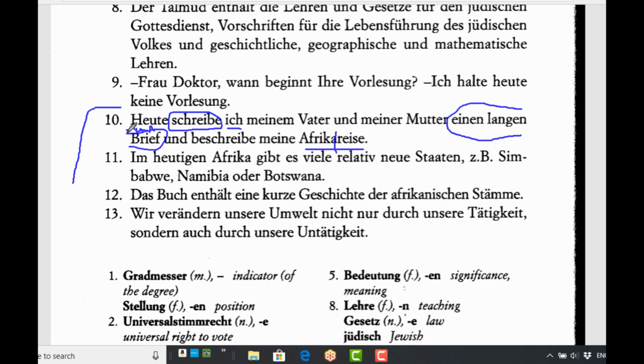And what gender is Brief, and how can you tell? Brief is masculine because of the einen. Good. And if this were feminine, what would this indefinite article be? The indefinite article would be eine instead. Great. Okay. And what cases do we have here? Meinem Vater and meiner Mutter. In this one, we've got two datives in a row. Good. And so because we're writing a long letter to my father and my mother. But why would they change the ending of this adjective? I thought it would be just the same.